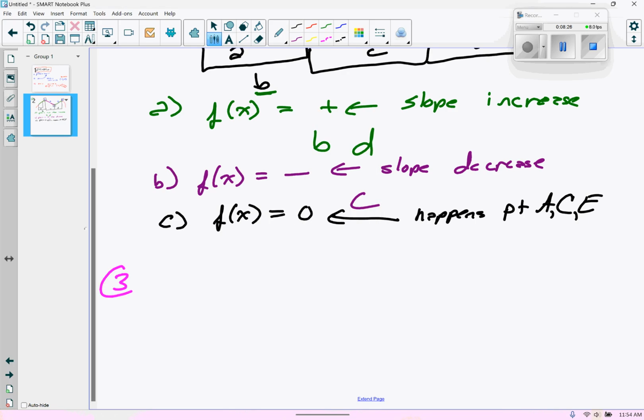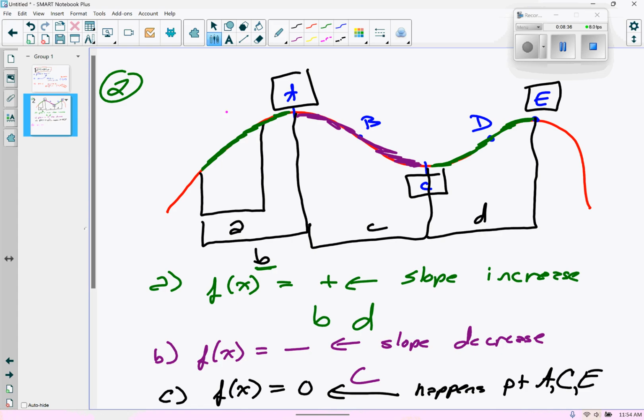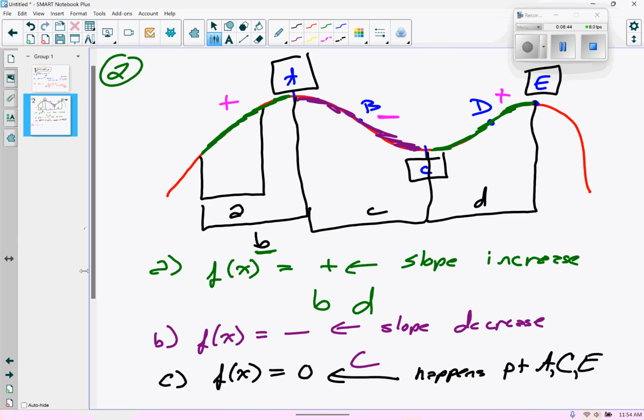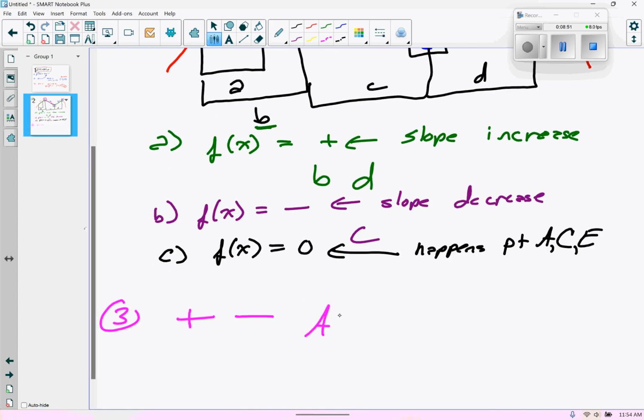So number 3 says at what points A through E does it change from positive to negative. We want to know where it goes from positive to negative. Okay, so we need to know that this is a positive slope, this is a negative slope, this is a positive slope. So we want to know where does it go from being positive to negative, and exactly at point A is where it goes from positive to negative.